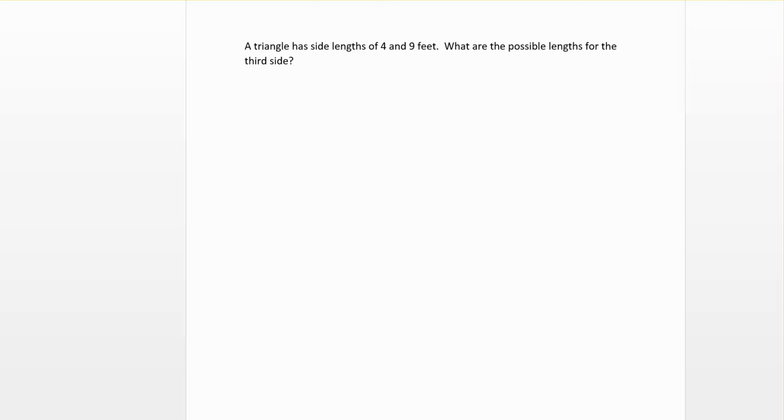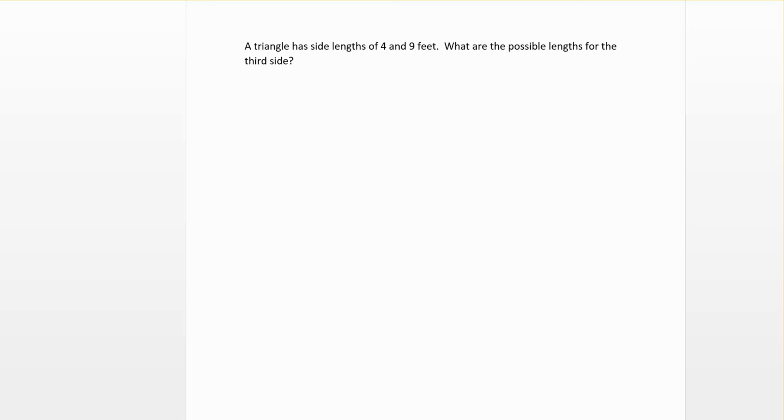The last thing we wanted to go through in this section was finding the possible side lengths for the third side of a triangle if we're given two of the sides. So in this problem, we have a triangle that has side lengths of 4 feet and 9 feet. What are the possible lengths for the third side?